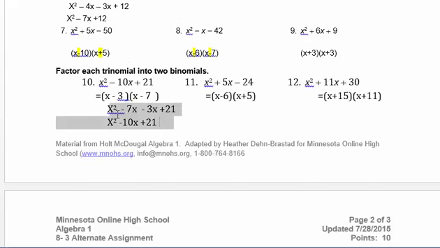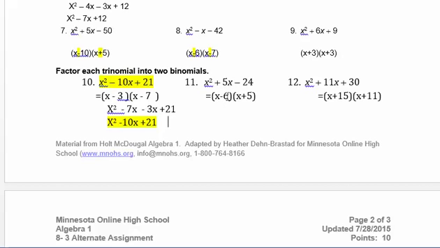Now again, you always want to check and see, is x squared minus 10x plus 21 the same as x squared minus 10x plus 21? They are. They're the same. They match. So that means that we have the correct factor here. We factored the trinomial into two binomials.